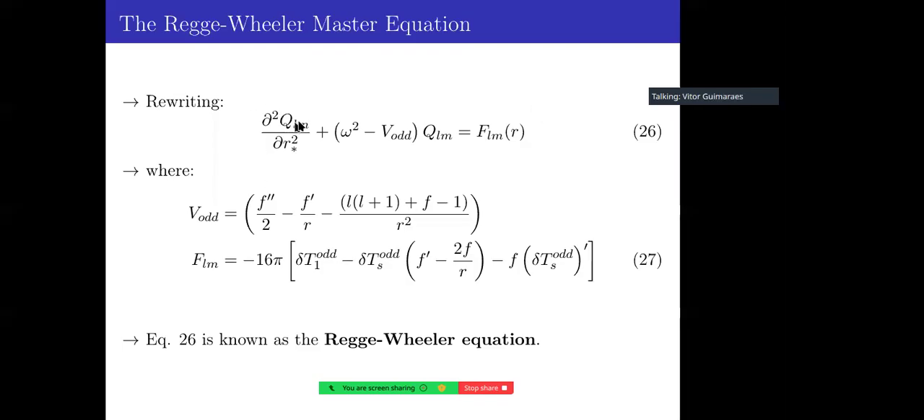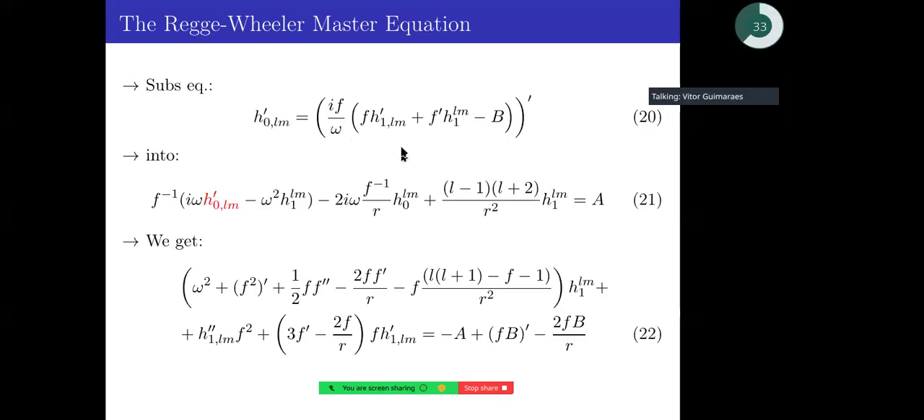So solving for Q is the same as obtaining a solution for H1, since they are related by multiplication by F and R. So if we know the solution for this, we get the solution for H1, and having the solution for H1, we can obtain the solution for H0 by plugging H1 prime and H1 here, solving this differential equation.